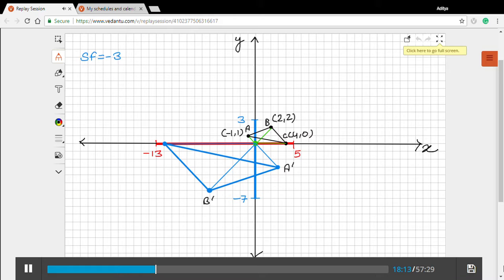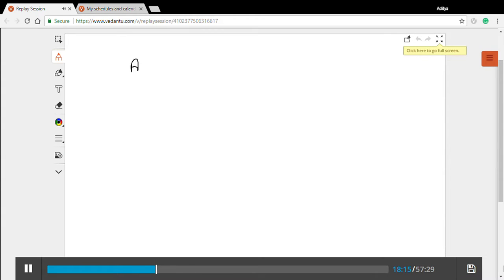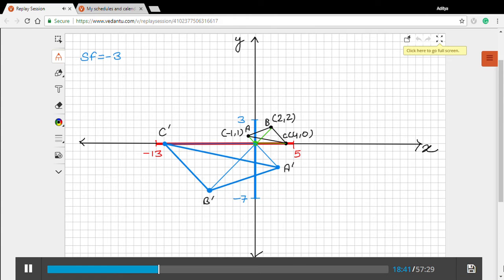So A dash is what? A dash has the coordinates, say, x, y. So it will be basically the scale factor times the x coordinate of A and the scale factor times the y coordinate of A, multiplied. So as you see, it's (-1, 1). As you multiply by -3, it becomes (+3, -3).